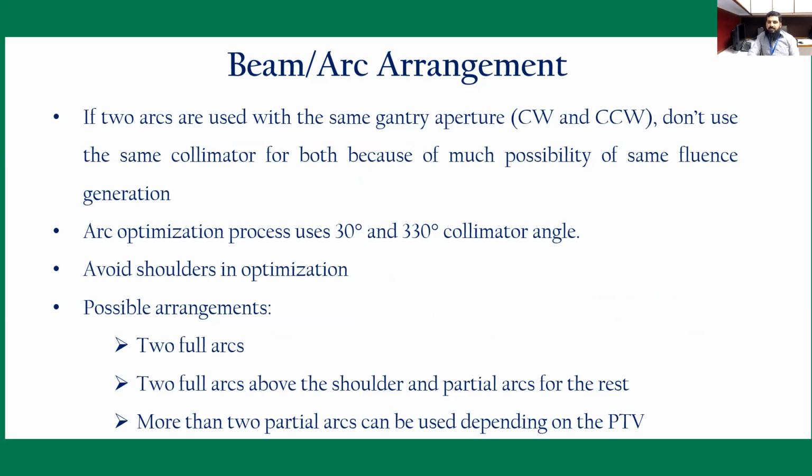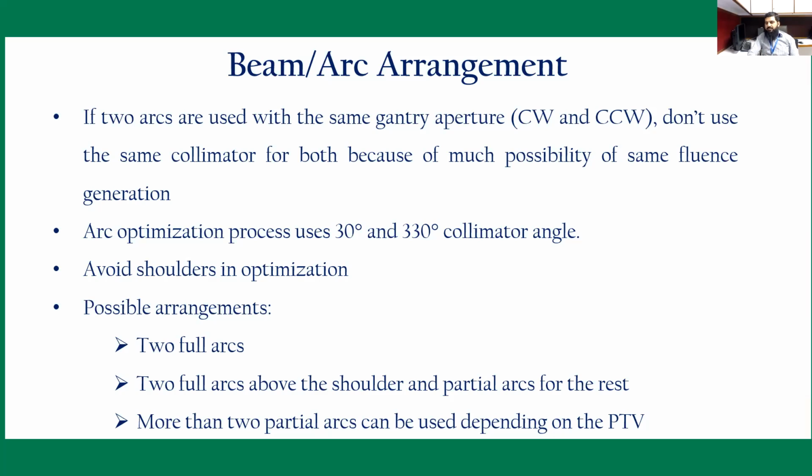For selection of two arcs, if you are using two arcs with counterclockwise and clockwise directions, the recommendation is not to use the same collimator angle for both, because there is a very high possibility of generating the same fluence for both arcs. So always use different collimator angles for that.